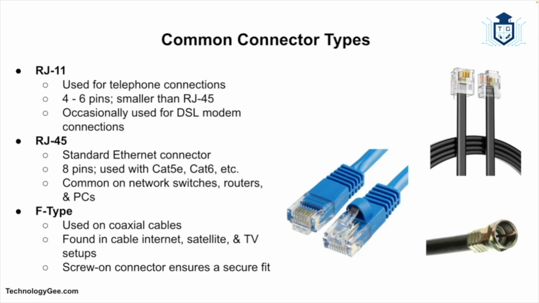Then you got your RJ45 connector right here. And that is your standard Ethernet connector. It has 8 pins, and this is used for network switches, routers, PCs, and a whole bunch of other stuff. Then you have what is called the F-type connector. This is found on the coaxial cable. This is used for cable, internet, satellite, and TV setups. Basically, you just screw on the connector for a tight fit.